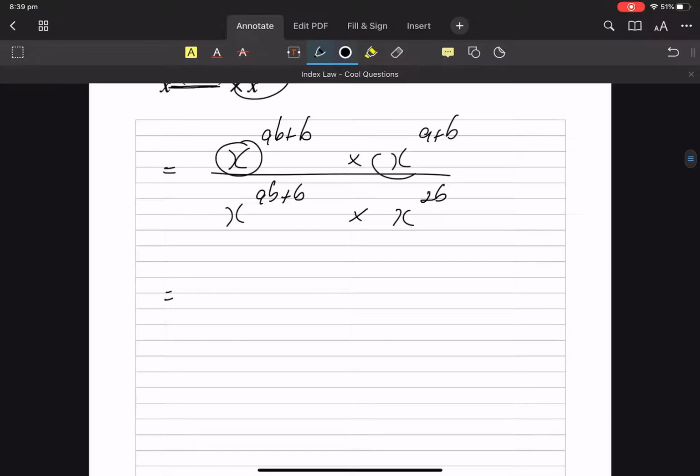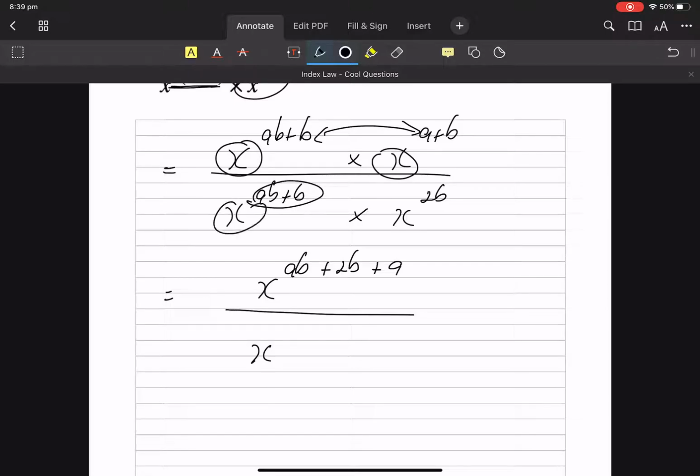When we multiply like bases, we add our powers. X to the AB plus B plus B. Oops. And we're multiplying like bases, so we add our powers. AB plus 2B, which is AB plus 2B.